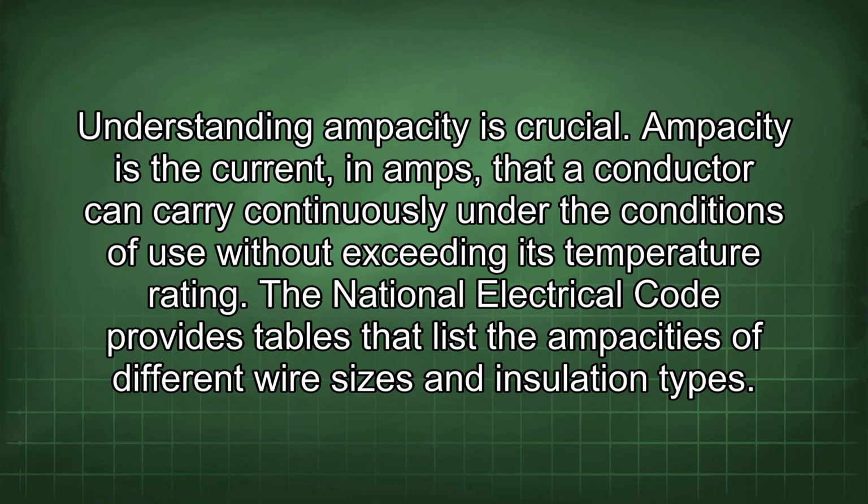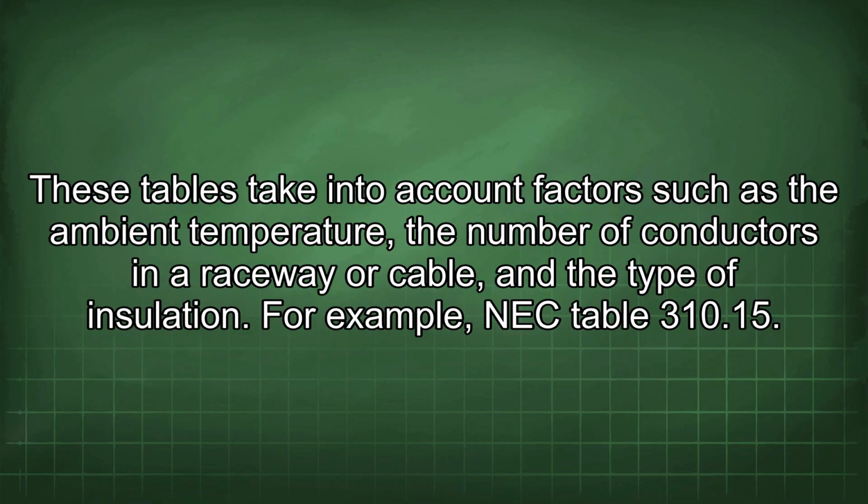Understanding ampacity is crucial. Ampacity is the current, in amps, that a conductor can carry continuously under the conditions of use without exceeding its temperature rating. The National Electrical Code provides tables that list the ampacities of different wire sizes and insulation types. These tables take into account factors such as the ambient temperature, the number of conductors in a raceway or cable, and the type of insulation.